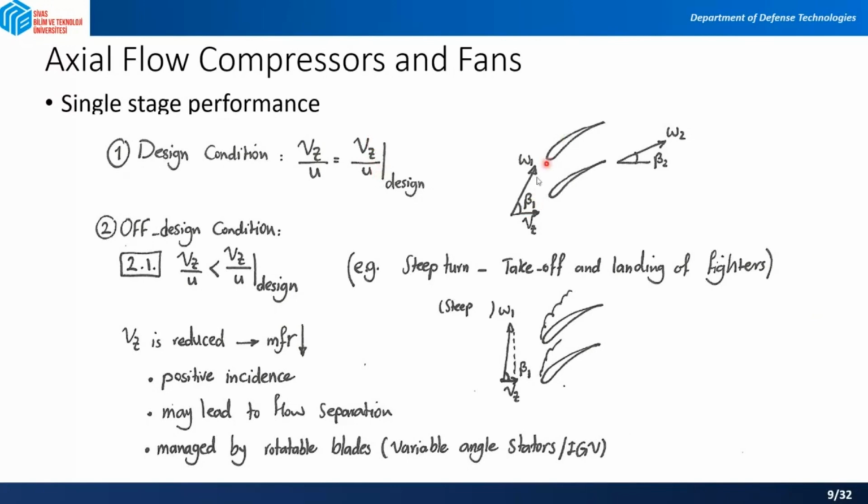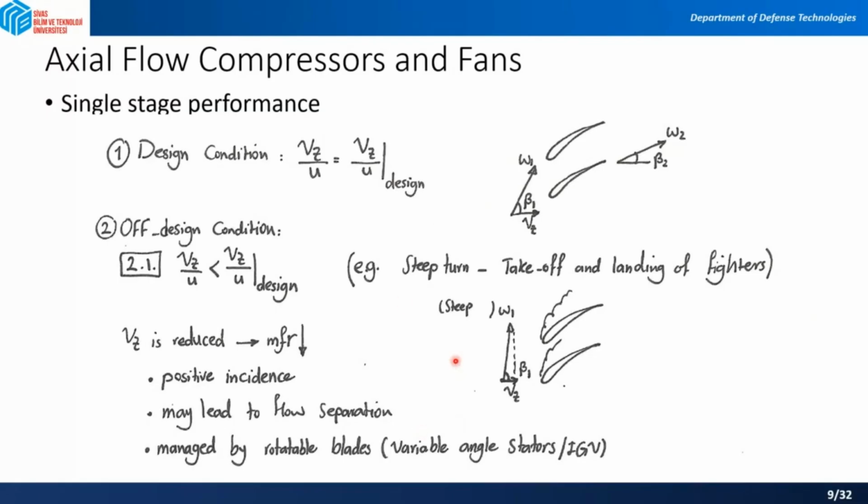So at this place, as you can see, you have beta 1, which we said is the angle between relative velocity and the axial direction. So you have this beta 1. The flow comes like this inside and leaves like this. So your W is actually decreased.